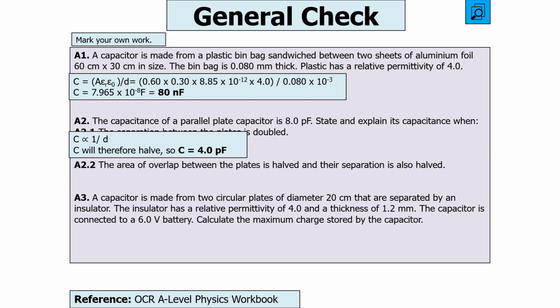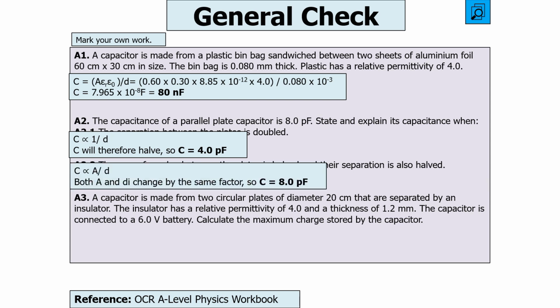The next one, you can see from the equation above that C is directly proportional to 1 over d. So therefore if d is doubled, C will then halve. So it's gone from 8 picofarads to 4 picofarads. Once again, we can see from the equation above that C is directly proportional to A, but C is directly proportional to 1 over d. Now, because A and d will both change by the same factor, they'll cancel each other out, so we get 8 picofarads.